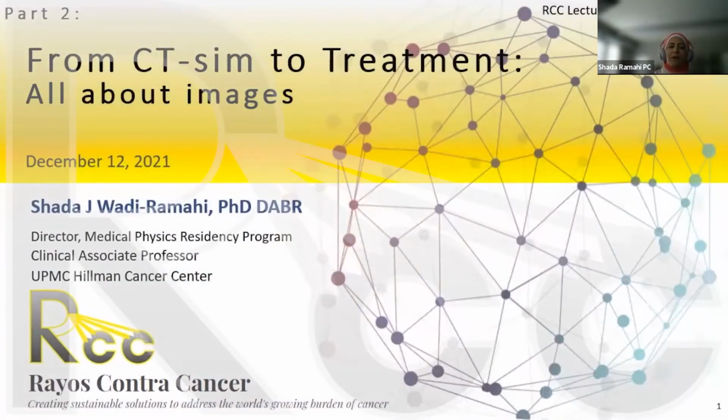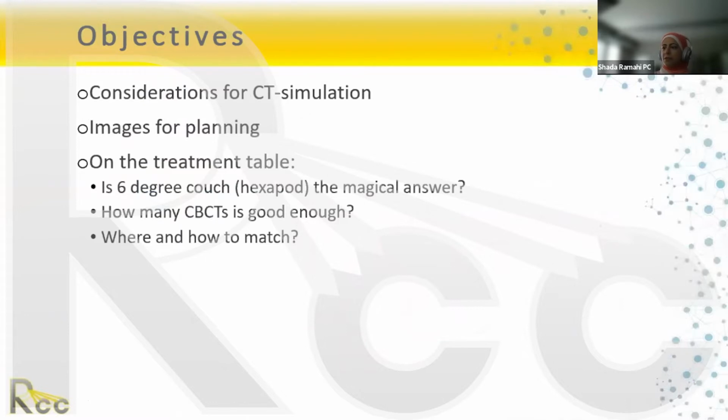This is going to be all about the workflow from CT simulation all the way to the treatment site, and how we need to handle the images, what type of images we need, and how the immobilization affects the treatment part. So this is the objective: from CT sim all the way to the treatment table.